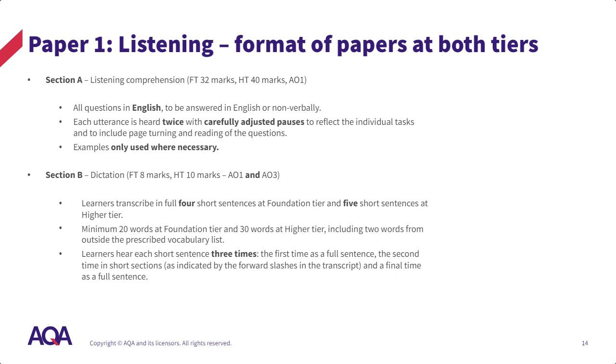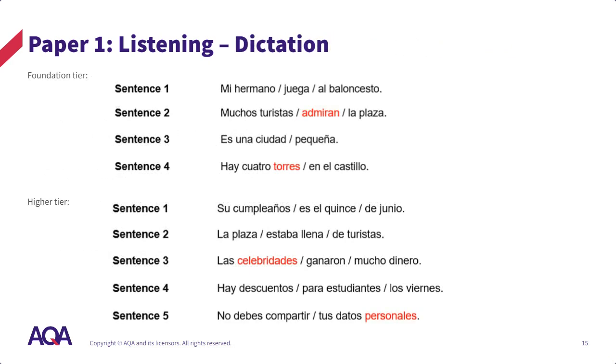The dictation sentences are heard 3 times, first in full, then in short sections, and then for the 3rd time in full again. These are the dictation sentences for Spanish with the 2 words from outside the vocabulary list shown in red. The words chosen from outside the vocabulary list are accessible words with sounds students are likely to come across as part of teaching and learning.